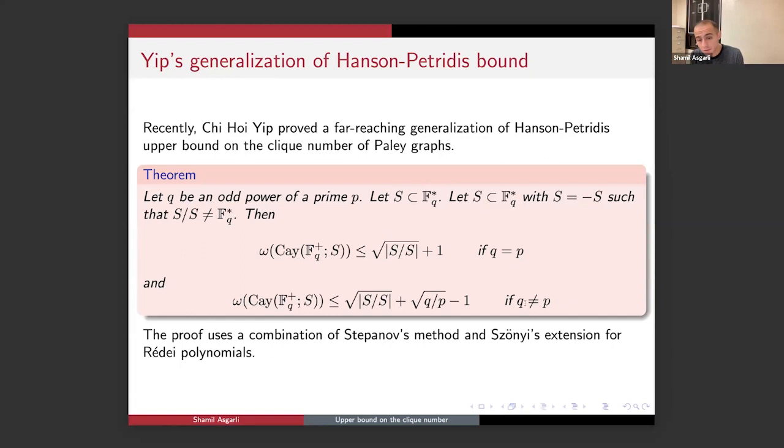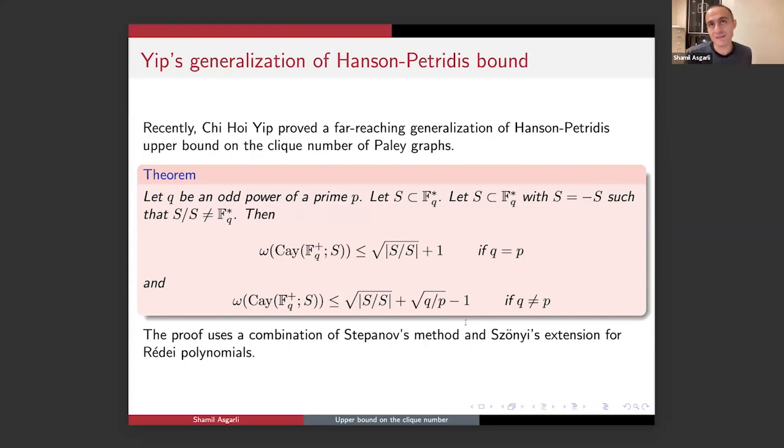And also here, there's this correction term. If q is not p, you have this term. I'm not sure if this is also something that needs to be removed, for example. So you really would want to get something like this. My feeling is that it might be very hard to improve the Hanson-Petridis bound because it's about Paley graphs, and Paley graphs seem to be the most inflexible ones. But certainly improving the clique number of related graphs may be within reach.